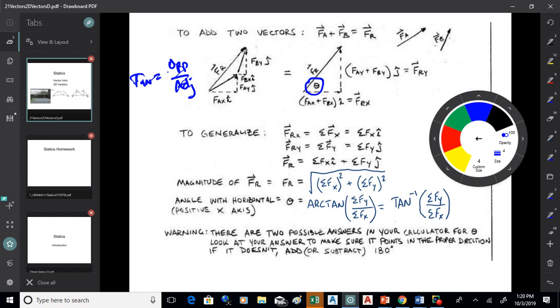So when I'm adding two vectors in this fashion, I use some trigonometry. I break them up into x and y components. I add the x's and the y's together. I take the square root of x squared plus y squared to get the magnitude, and I take the inverse tangent of y over x to get the angle. So that's how I add vectors in two space.